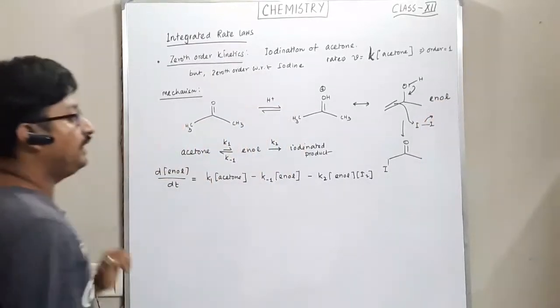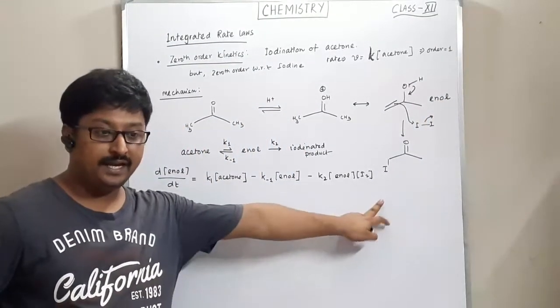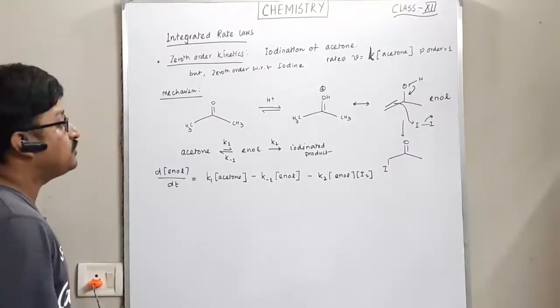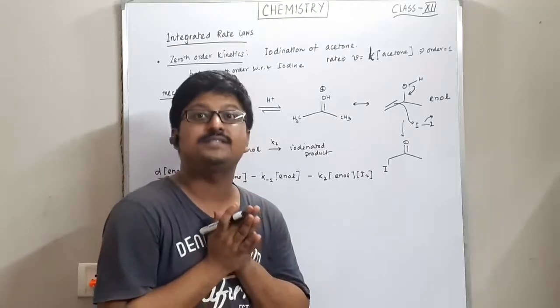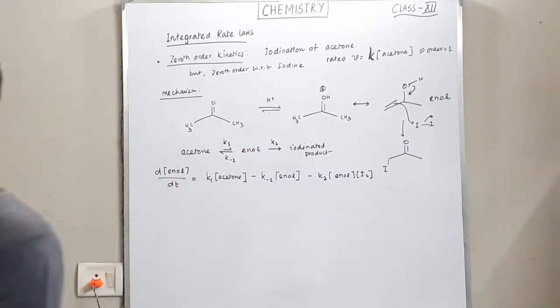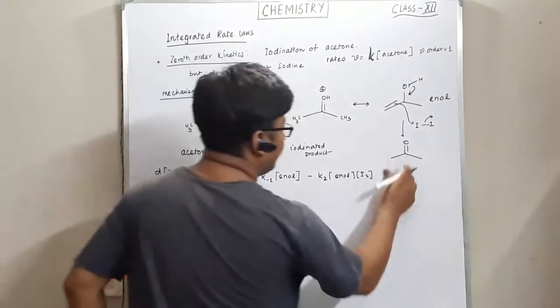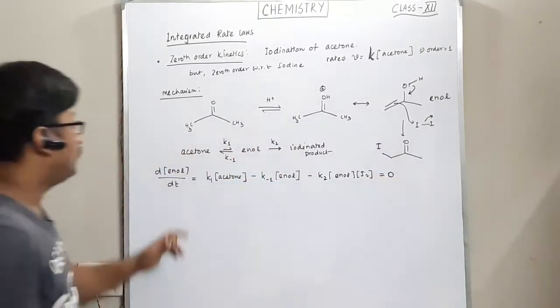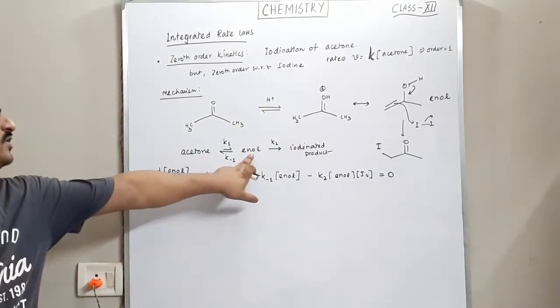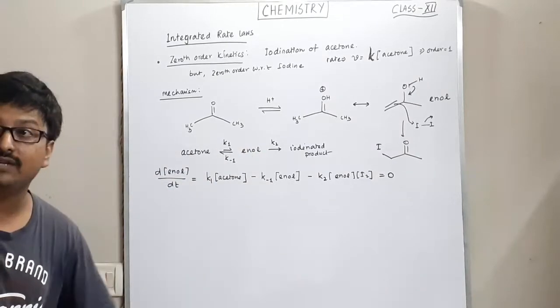This is the enol. So enol plus iodine. Correct? Okay. Now what are we assuming here? We are assuming that this goes to a steady state approximation. And what does the steady state approximation mean here? It means that d[enol]/dt is equal to 0. Why? Because the concentration of the intermediate is constant throughout the time.